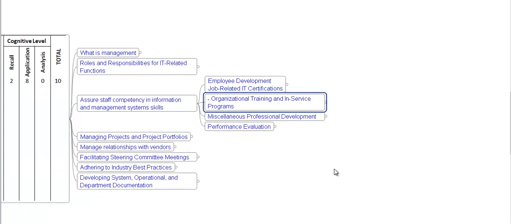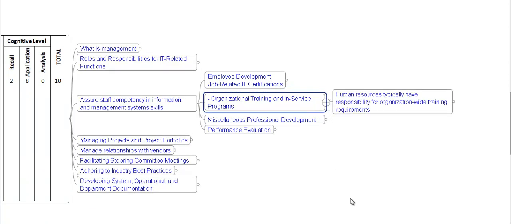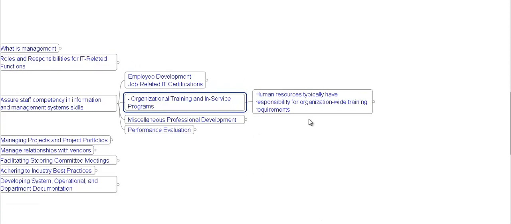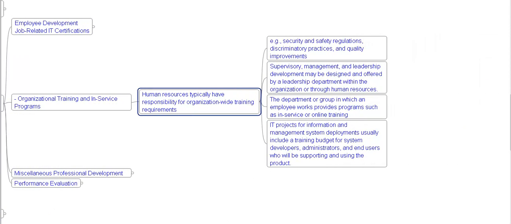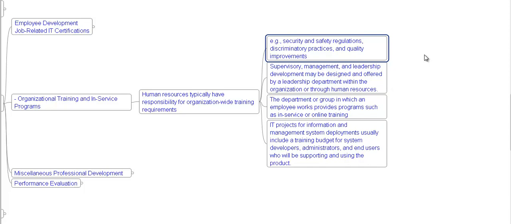Organizational training and in-service programs. Human resources typically have responsibility for organization-wide training requirements. For example, security and safety regulation, discriminatory practice and quality involvement. Supervisory management and leadership development may be designed and offered by a leadership department within the organization or through human resources.